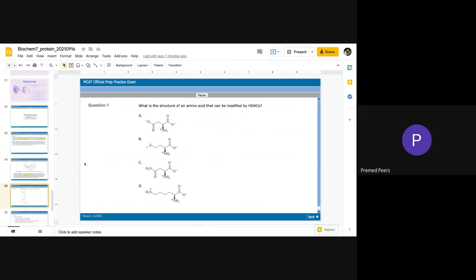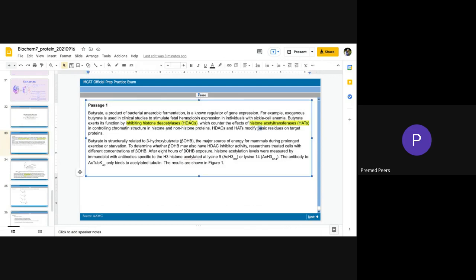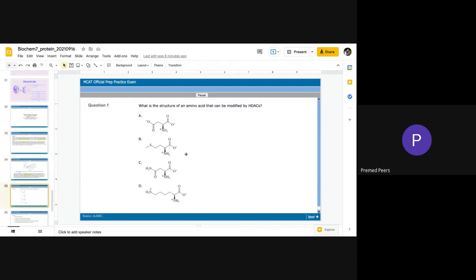The first question is concerned with the structure of the amino acid that can be modified by HDAC. We're going back to the paragraph where HDAC is mentioned, which is paragraph 1. Paragraph 1 says that it inhibits the HDAC and counters the HAT. And what's the next line saying? Both of them modify basic residues. So that will be our target in the answer choices.